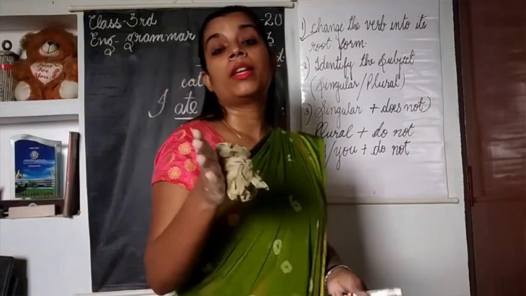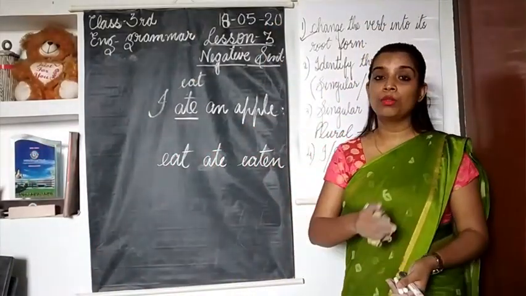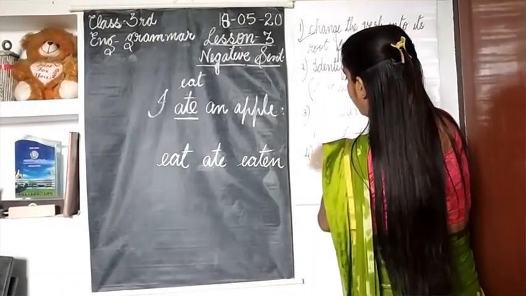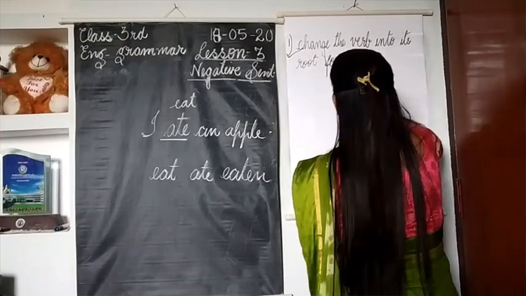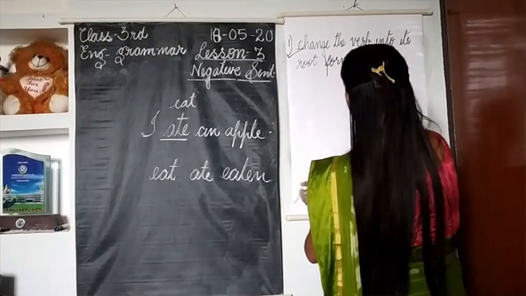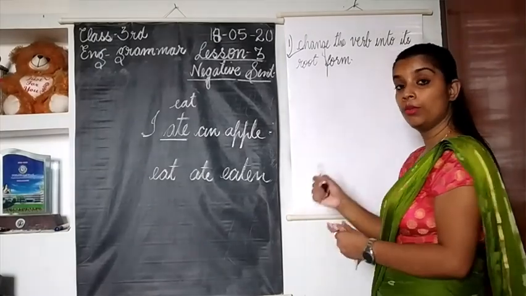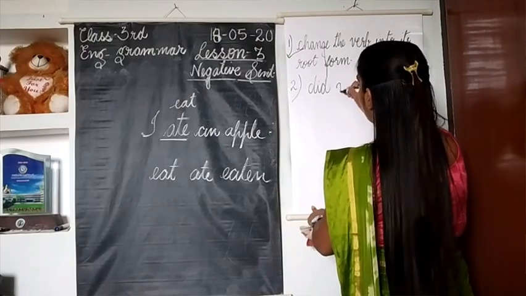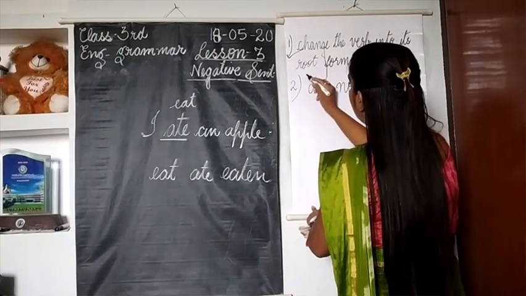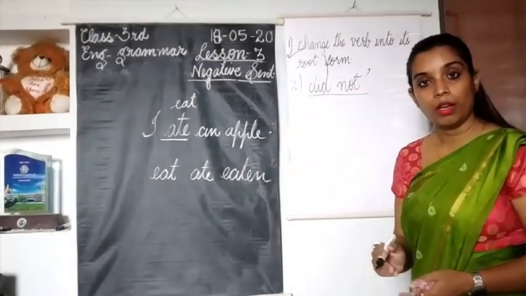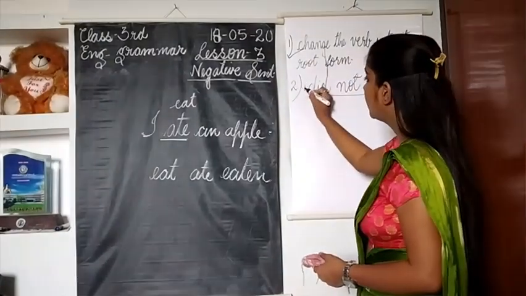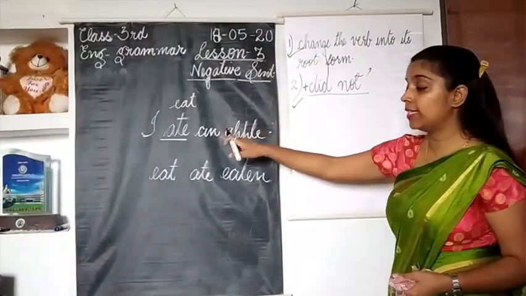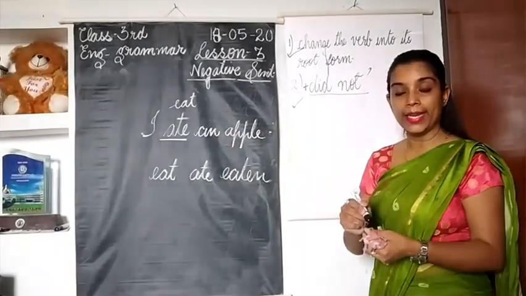Now, in sentences which are in past tense, children, in such sentences, there is no need to identify the subject. I mean, there is no need to classify the subject into singular or plural. Okay, whatever is the subject used in the sentence, whether it is singular or plural, you will simply add did not after the subject. You will simply add did not after the subject. Okay, so this is the second step, or you can say second rule, which is to be kept in mind when you are asked to change a sentence which is in past tense into a negative sentence.